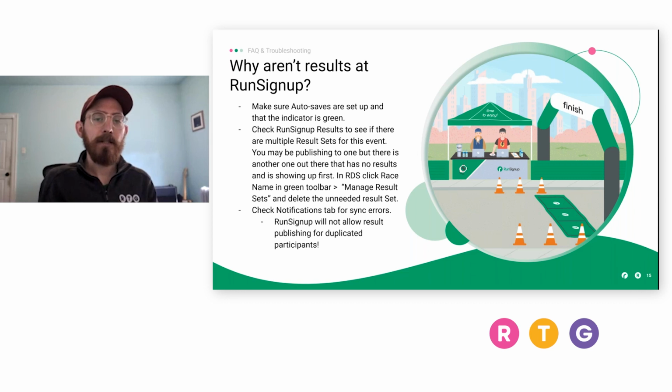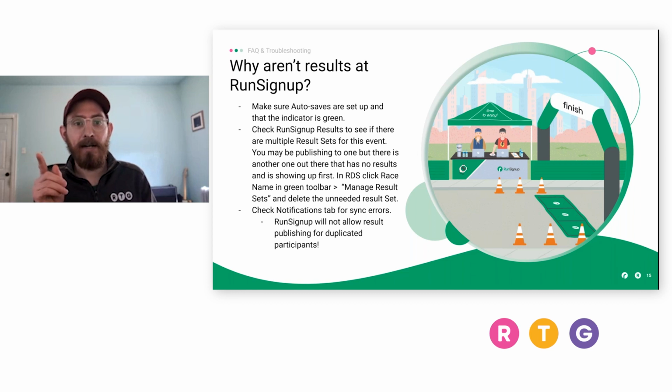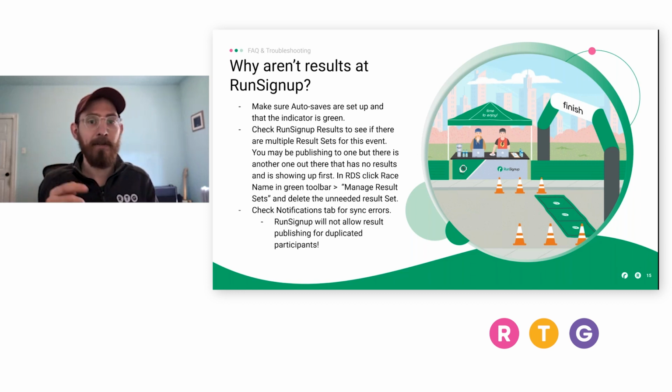Next, check RunSignup results to see if there are multiple result sets for this event. Every once in a while, a timer will say, hey, why aren't my results populating? And the support person will say, well, they are populating, but it's on the second result set for this event on RunSignup. There is another one out there that's the default and no results are going to it, but you're not publishing to that result set. You're publishing to this other result set. So sometimes something weird happens. You ended up creating 2 result sets at RunSignup, and the one you're posting to isn't the default. So if you load the result page, it looks like there's no results.